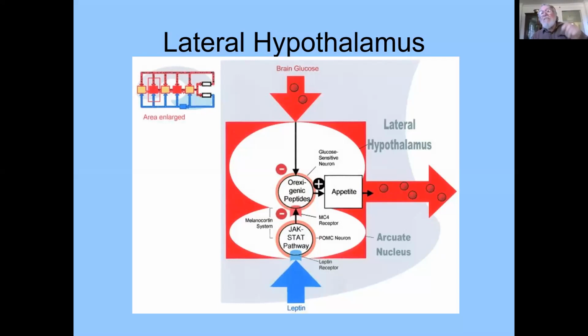But if he now put weights in the little cart behind the animal, a ventromedial hypothalamic lesioned animal would all of a sudden stop running much sooner as the work got harder. Okay, so they're running less because of the increased demand for work.